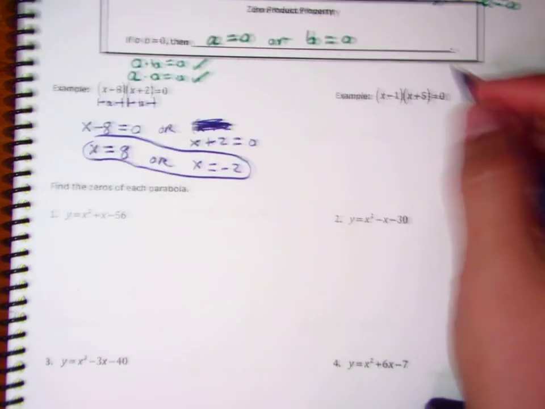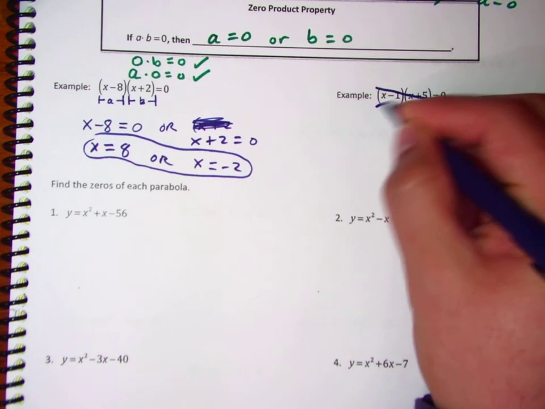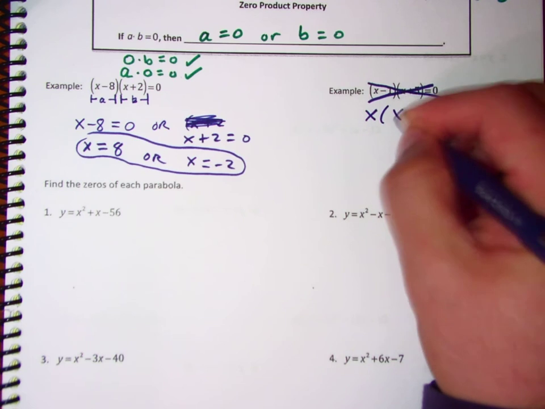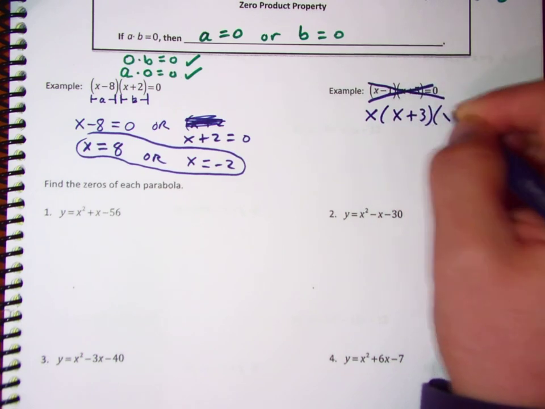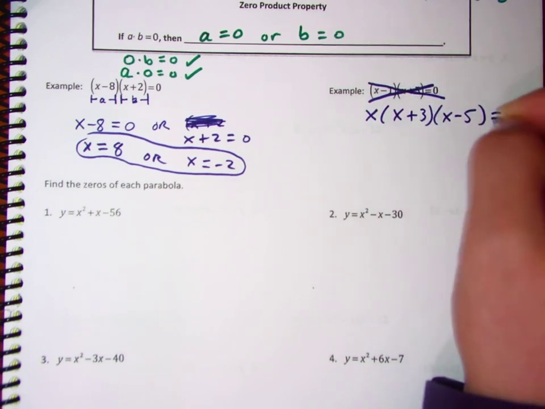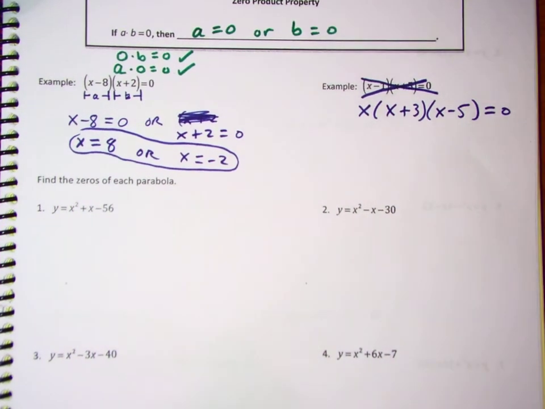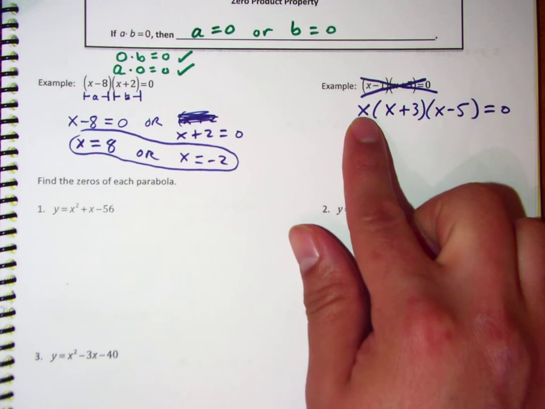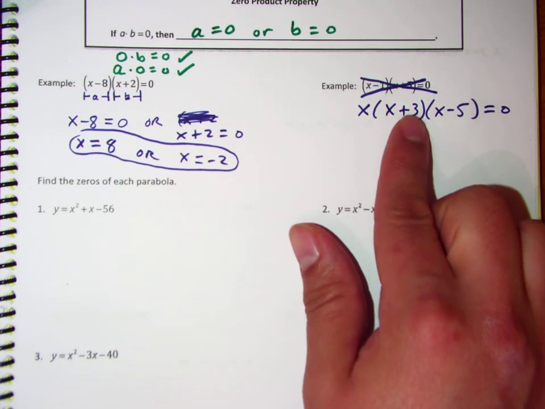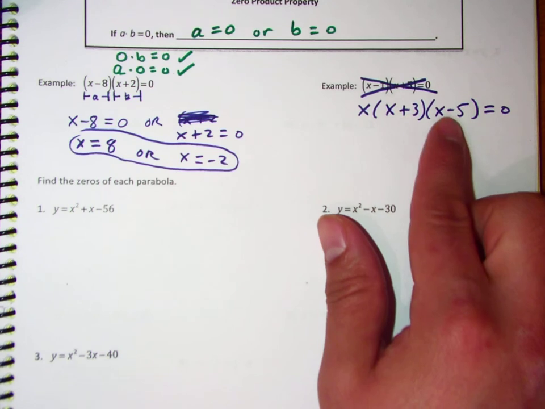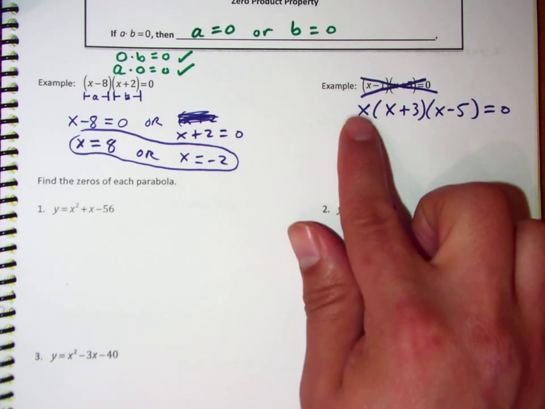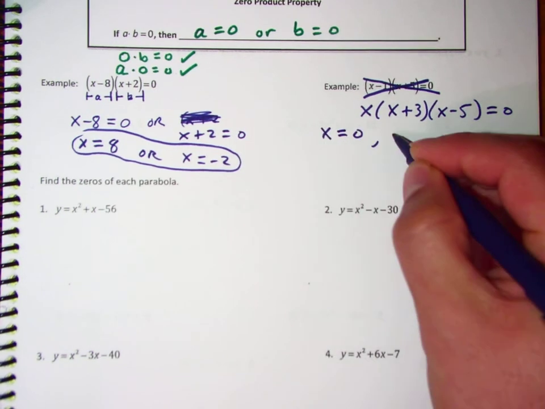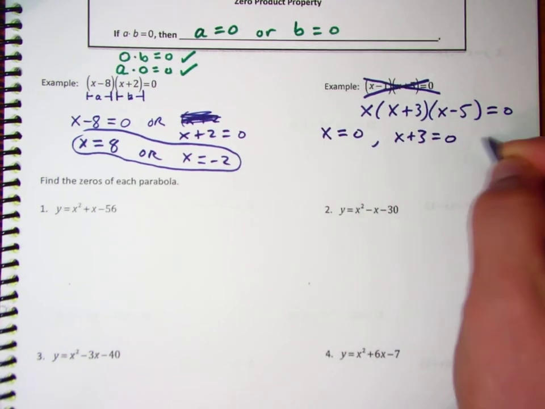In fact, let me change this example just to spice it up a little bit. Let's say I had x times x plus 3 times x minus 5 equal to 0. Well, according to the zero product property, we have x as the first factor, the x plus 3 is the second factor, and then x minus 5 is the third factor. We have 3 factors that we can set to 0. So we have x equals 0, x plus 3 equals 0, or x minus 5 equals 0.